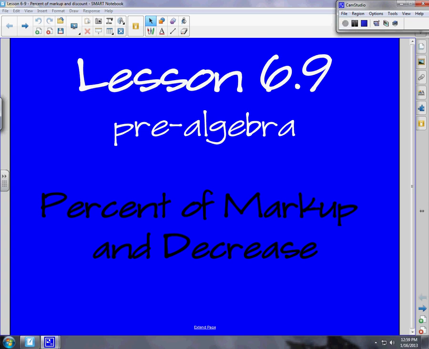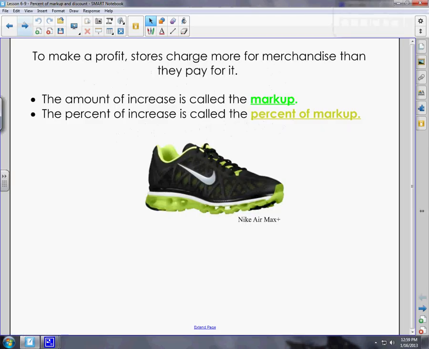Lesson 6.9 for pre-algebra is titled Percent of Markup and Decrease. The last one was percent of increase and decrease, and this is more with everyday merchandise, like if you're working at the mall. To make a profit, stores charge more for merchandise than they pay for it. The amount of increase is called the markup. The percent of increase is called the percent of markup.